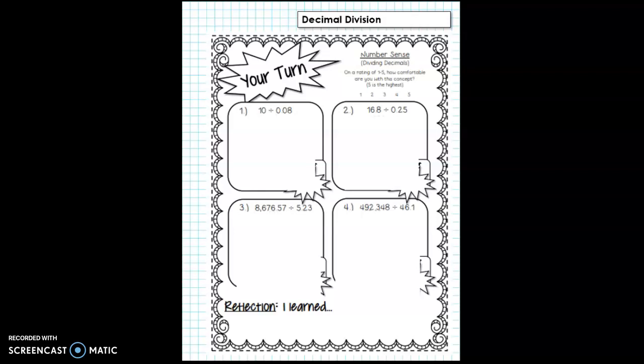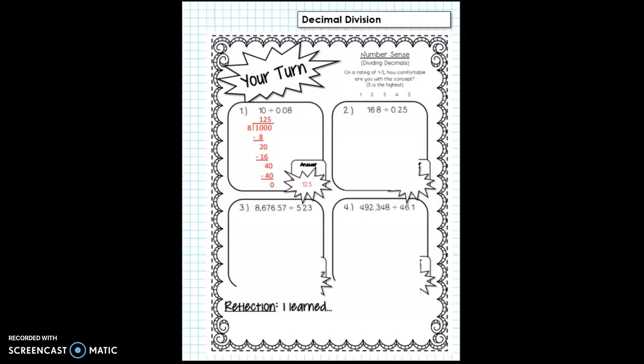Number 1, 10 divided by 8/100ths. The first step is to shift the decimal 2 places to the right, which means you also need to do the same thing in the dividend. So you will now have 1,000 divided by 8. When you work through the problem, that will then give you 125 for your answer.